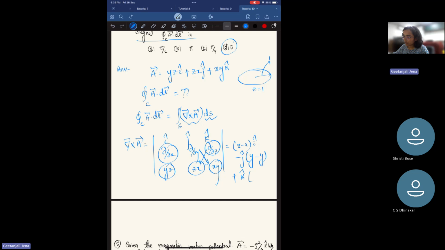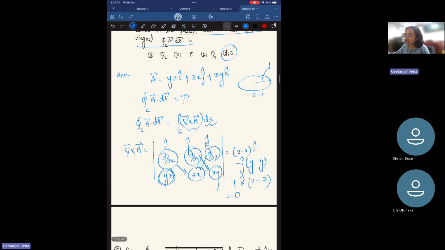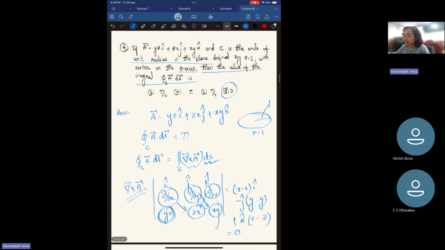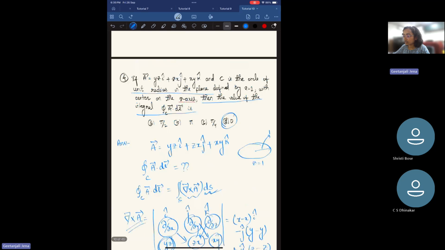dou by dou x of zx will give z. Dou by dou y of zy will also give z. So that means the curl is, we are getting a zero curl. So there is no need to calculate the integration now because it's already 0. That means the line integral is 0.